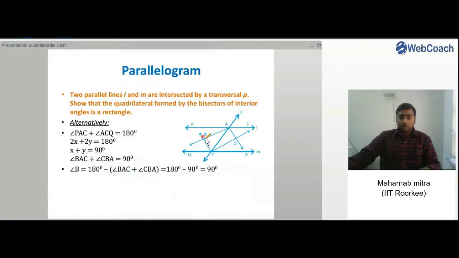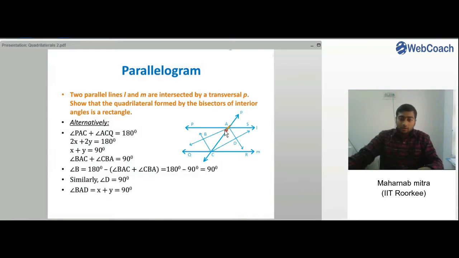And obviously you can find out angle B is 90 degrees, right? And in a similar process, you can go on using the rule for co-interior angles.